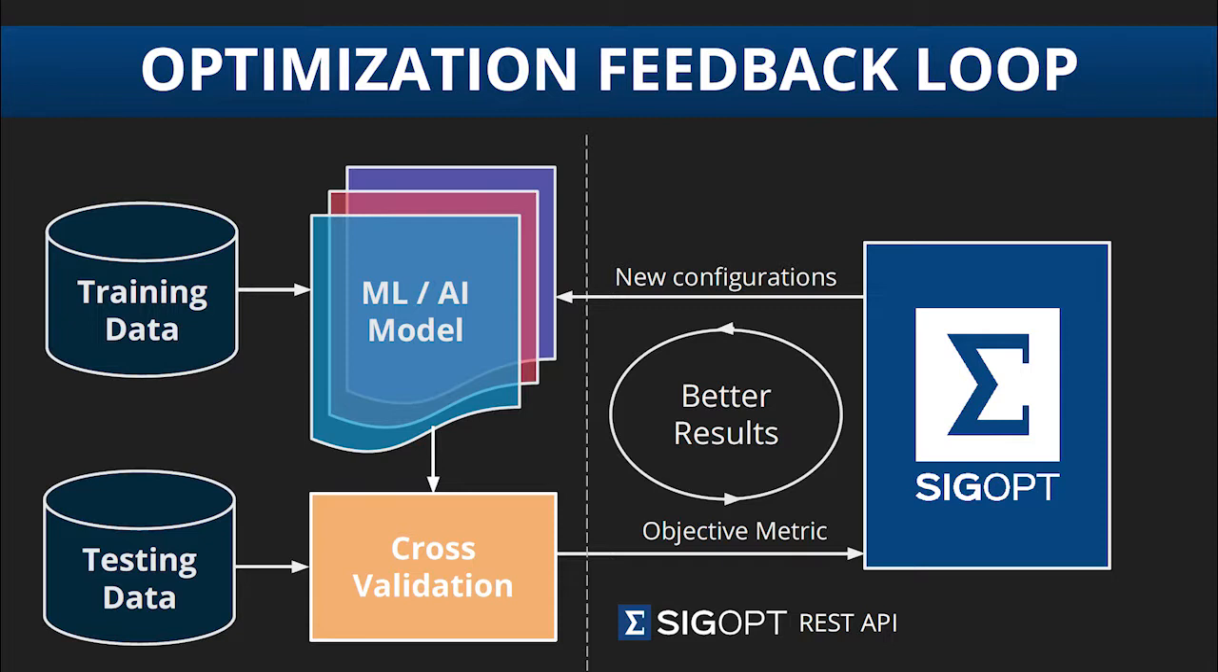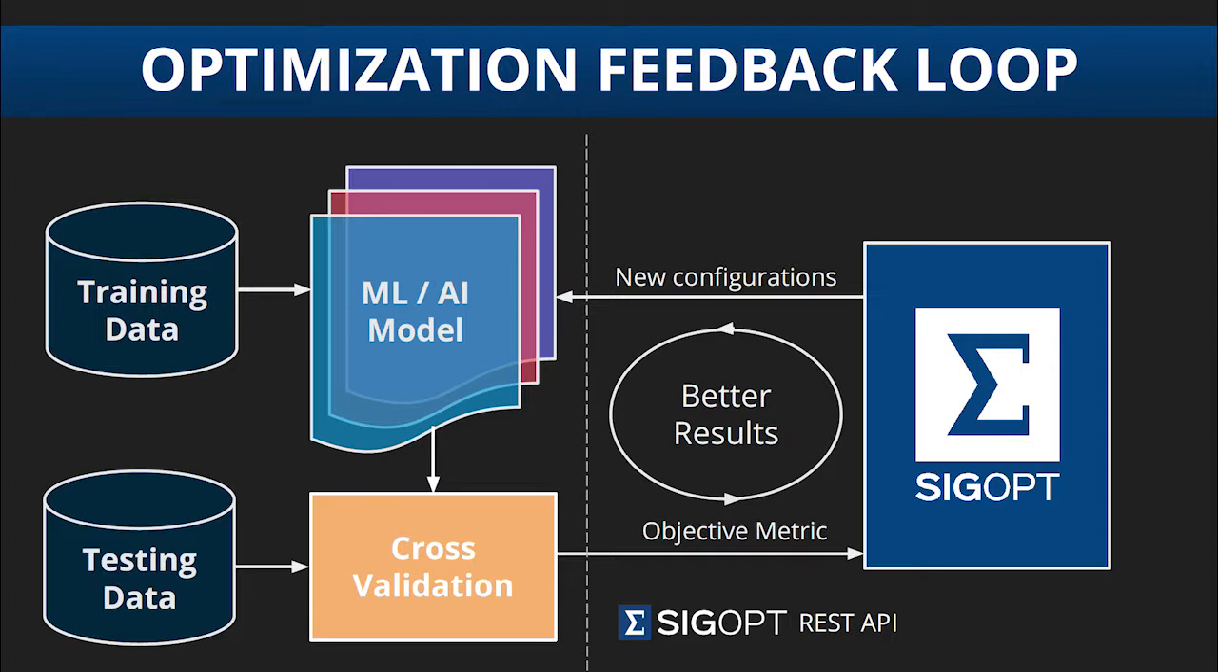SigOpt's black box optimization algorithms require only high-level information about the parameters being tuned and how they performed, meaning sensitive information about your data and model stays private and secure. Additionally, the benefits captured by better tuning are additive with the work that you've already done on the model and data itself.